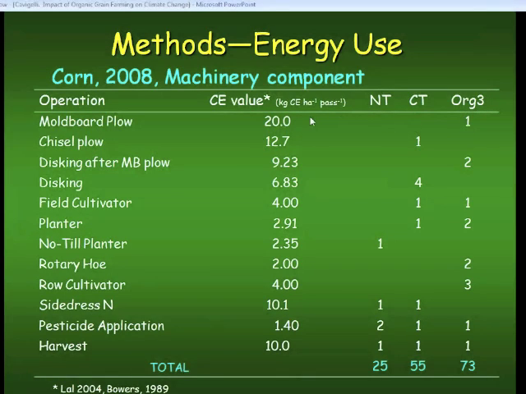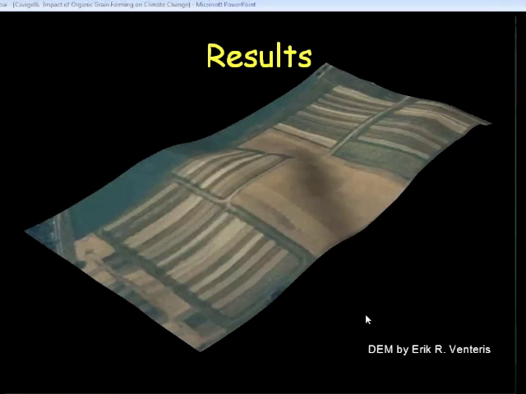So we multiply 1 times 20, et cetera, for all these operations, such that we can calculate how much in total, how much energy in carbon equivalents in this case, and then we converted these carbon equivalents to CO2 equivalents. And you can basically see here that in our organic system, we're using more energy and therefore emitting more CO2 than in our chisel-till system, and even more so than in our no-till system. Okay, that's just to give you an idea of how we do these calculations.